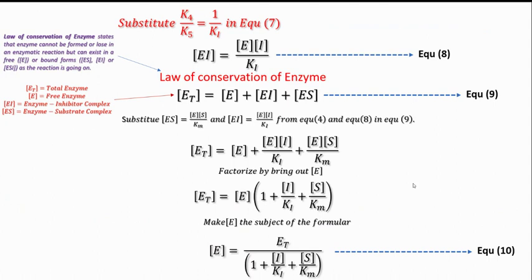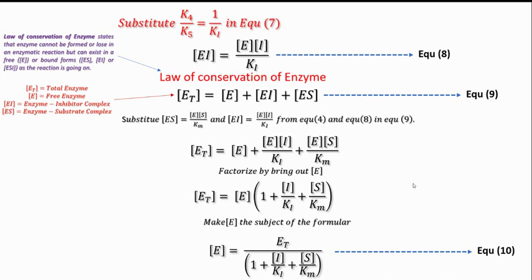Now, when we substitute that, we have that EI will be equal to E multiplied by I all over Ki. That's equation 8. So now we have different enzyme species. So let's look at the conservation. In this particular reaction, we have free enzymes, we have enzyme bound to the inhibitor, we have enzyme bound to the substrate.